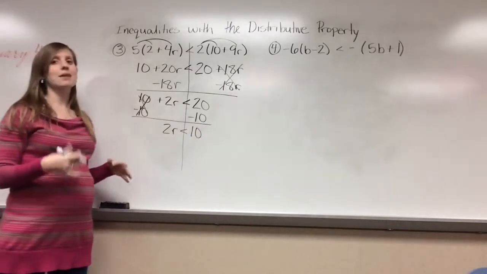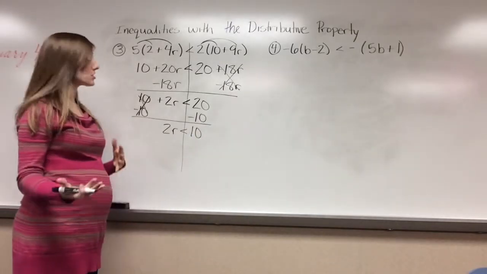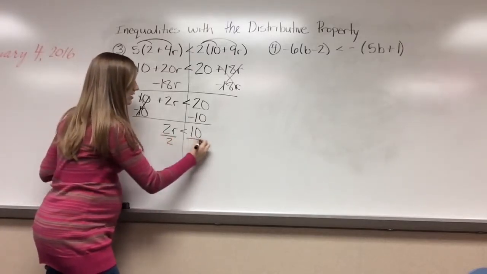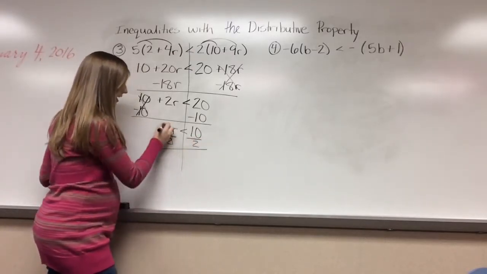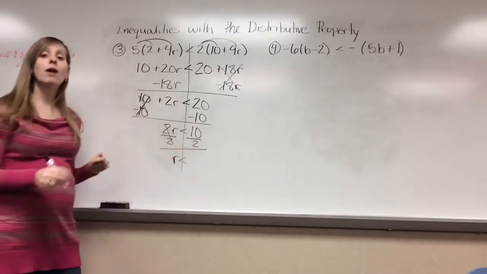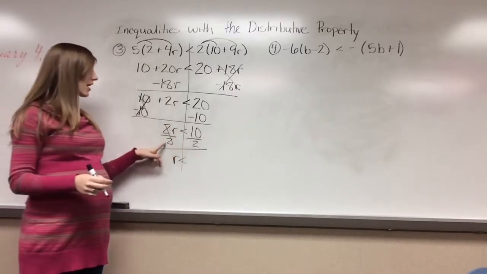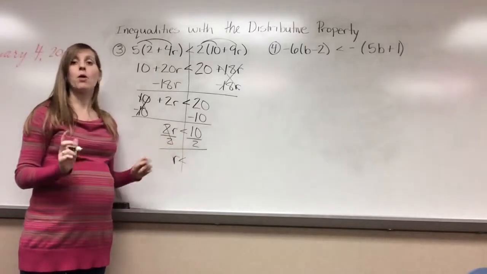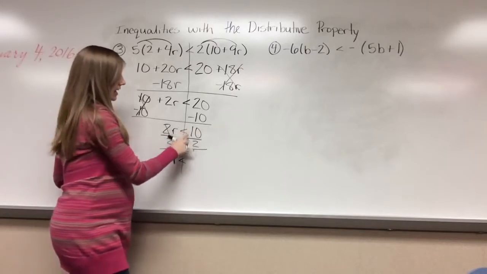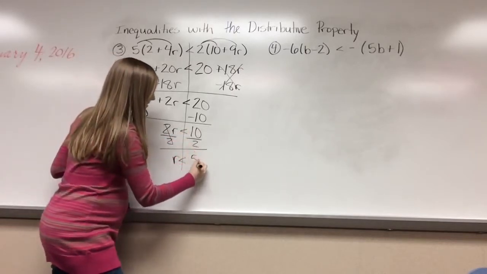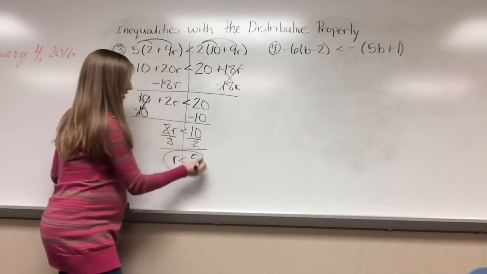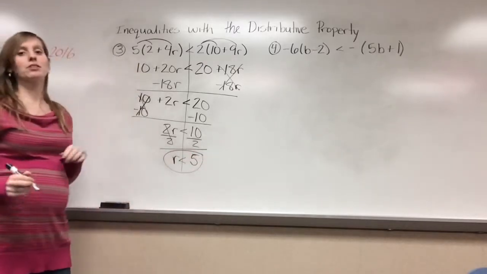And then our last step is almost always division. So I'm going to divide both sides by 2. Divide here and here. So my 2's will cancel, and I get r is less than. Now I keep my inequality sign the same because I divided both sides by a positive amount. Only flip the inequality sign if you divide by negative. And then 10 divided by 2 is 5. So r is less than 5 is our answer for problem number 3.